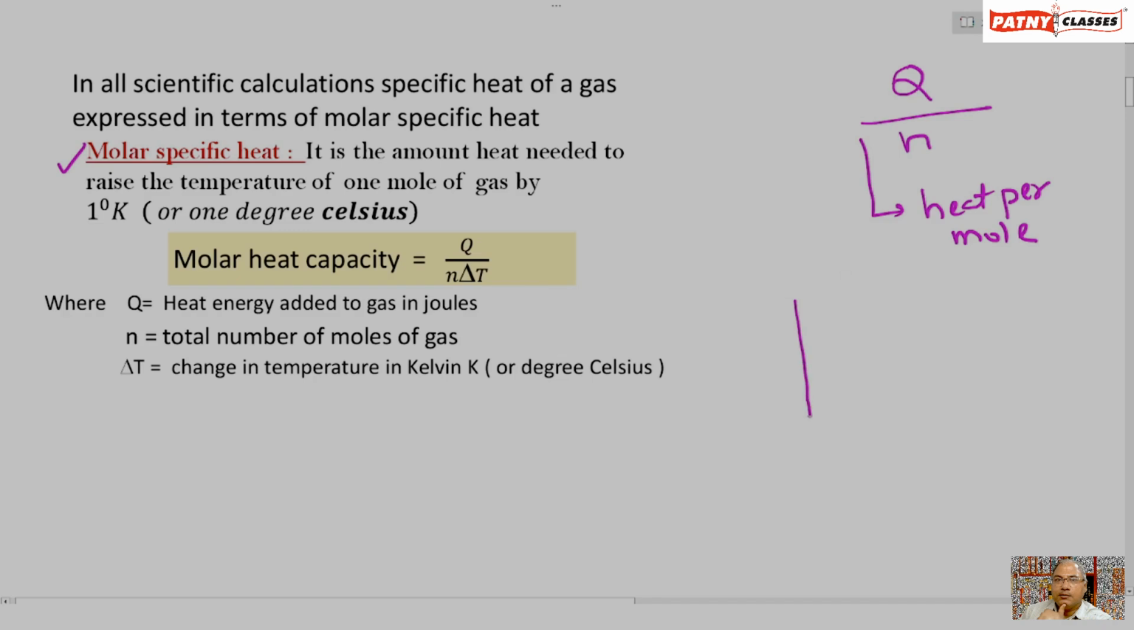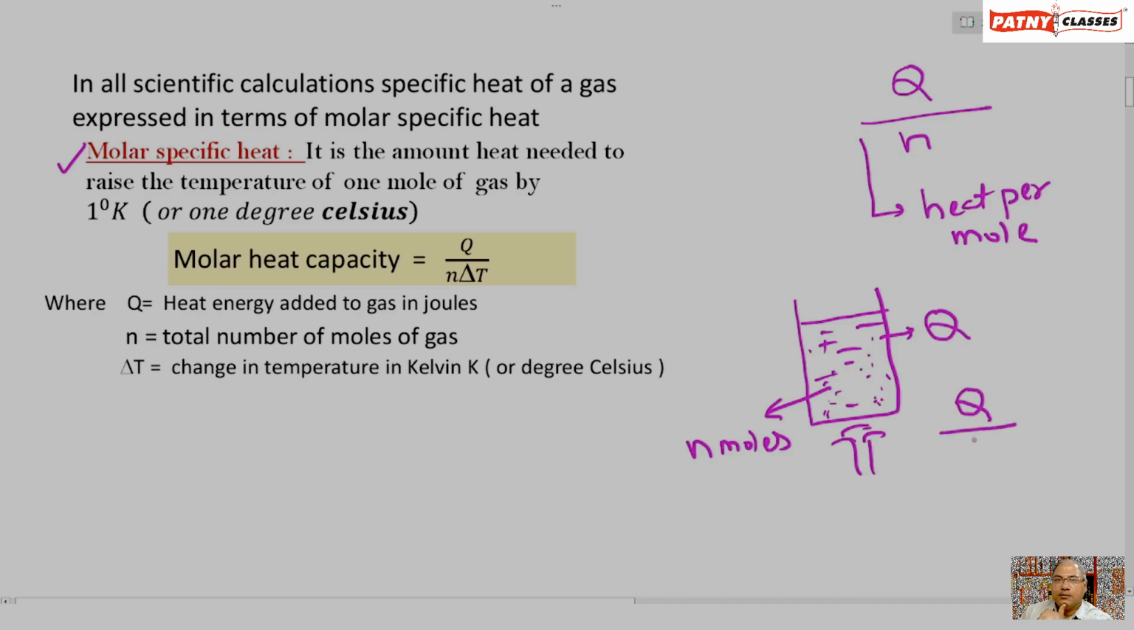Let us understand. Suppose this is a cylinder. In this cylinder, there is a gas. We don't know how much gas there is, so it is quite a large amount of gas. It is not 1 mole. Whenever you are heating the gas, suppose the total heat supplied equals Q, and in this given quantity of gas there are n moles. So we need to find the heat supplied per mole: total heat divided by total number of moles. This will give the heat supplied per mole.